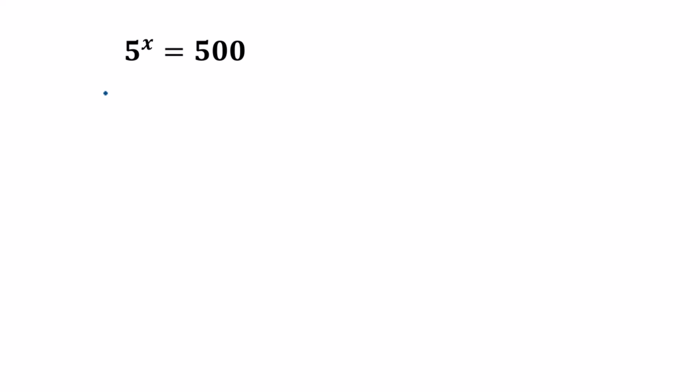Hello everyone. In this video, I am going to show how to find the value of x where 5 to the power x is equal to 500. So the left side is 5 to the power x is equal to 500. 500 can be written as 5 to the power 3 times 2 square.